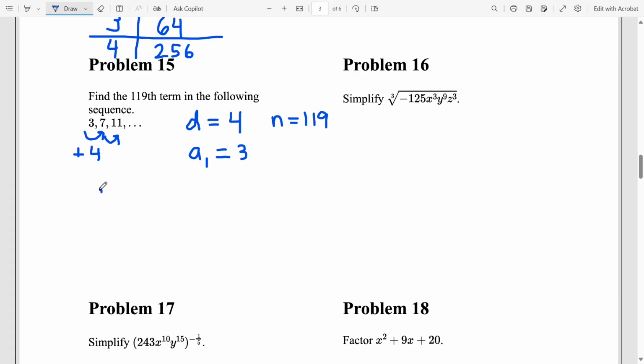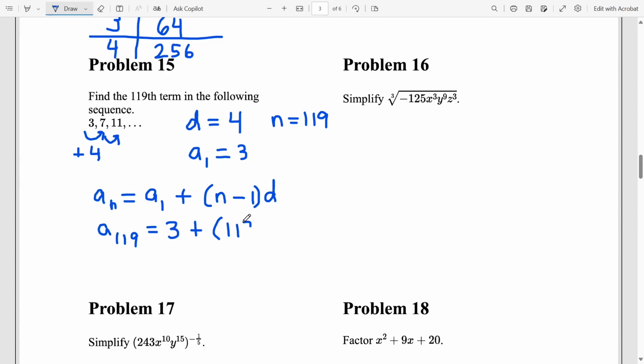So we're going to use the explicit definition, which is, in general terms, the nth term equals the first term plus n minus 1 times the common difference, d. Okay, so we don't know what the nth term is. Well, we know it's the 119th term, so the 119th term, we don't know the value, is going to be the first term, 3, plus 119 minus 1, and then we times 3.